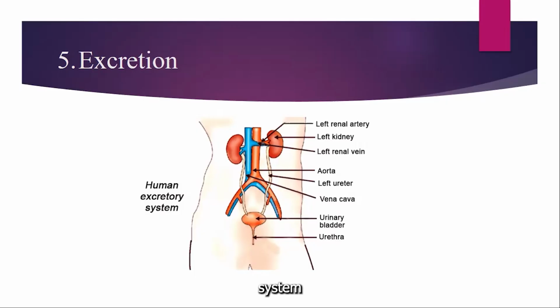The excretory system consists of a pair of kidneys, a pair of ureters, a urinary bladder and a urethra. The kidneys are located in the abdomen, one on either side of the backbone. Urine produced in the kidneys passes through the ureters and into the urinary bladder, where it is stored until it is released through the urethra. Nitrogenous waste such as urea or uric acid are removed from the blood in the kidneys.